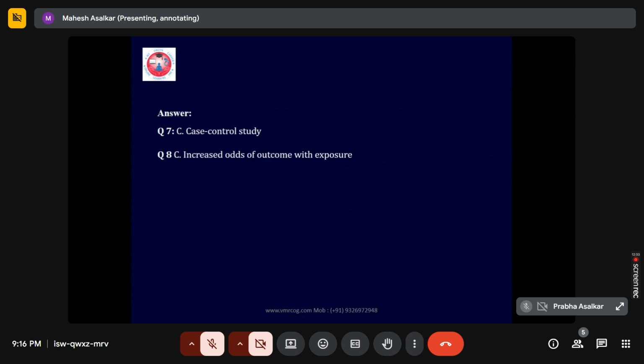There is an increased odds of outcome with the exposure. So question number 7, C, case control study. In a case control study, you get this odds ratio. And what do you get in a cohort study? We'll see in the next question. Subsequently, you will come to know. Next, question number 8 answer is increased odds of outcome with the exposure.